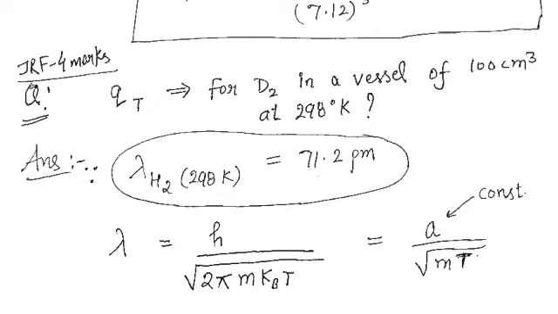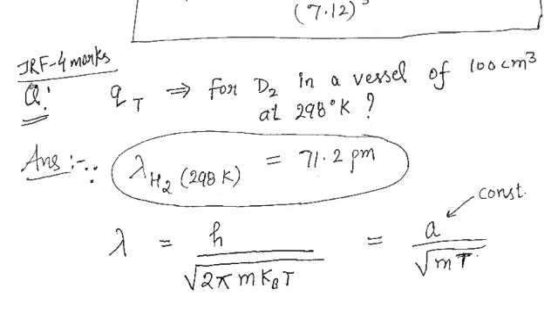Why did I tell you to learn it? Because it has many applications, and you will benefit a lot. So here you can use it. We know the lambda value, and we are just going to take the ratio, lambda of H2 upon lambda of D2. We know which values are constant: h is constant, 2 pi is constant, and M is not constant, but k_B and T are both constant. So only root M is different, and all the other things will get cancelled out once we take the ratio.